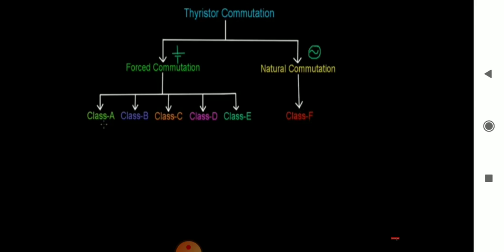If the AC supply is given, then it is called natural commutation. If a DC supply is given, then it is called forced commutation. Again, in forced commutation there are different classes, that is class A, class B, class C, class D, E and F. So A to E we call forced commutation, and natural commutation is class F commutation. So natural commutation is also called class F commutation.